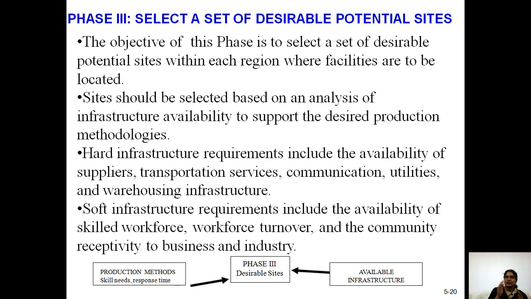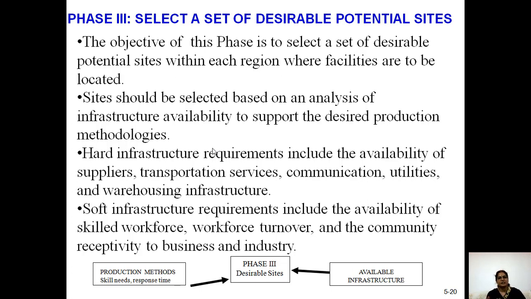In the sense, if it is an efficient supply chain, sites have to be chosen somewhere inside, somewhere away from the city, in a semi-urban area or outskirts or something like that. If it is a responsive supply chain, then more facilities are possible and it is possible to set them up very near to the customer. Once again, sites have to be selected based on analysis of infrastructure availability.